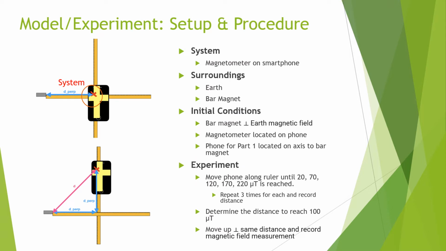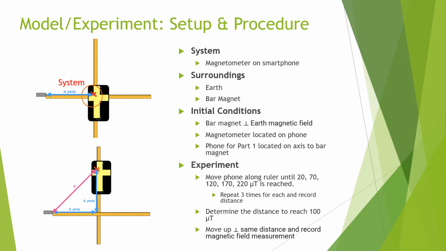The system of our experiment is the magnetometer on our smartphone, and the surroundings include Earth, which provides a magnetic field, and the bar magnet, which also provides a magnetic field. The initial conditions of our lab include the bar magnet being perpendicular to the Earth's magnetic field in order to accurately measure just the bar magnet's magnetic field. The magnetometer is marked off on the phone, and the phone, specifically for part 1, is located on the axis to the bar magnet.